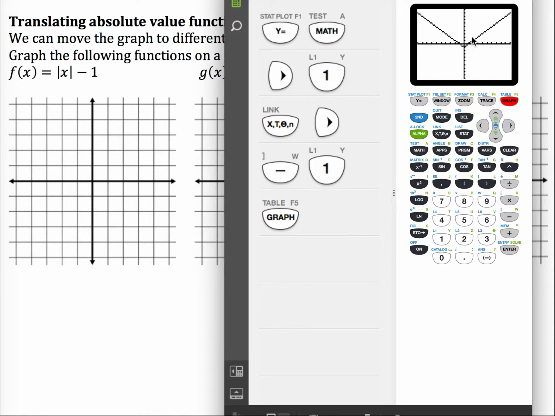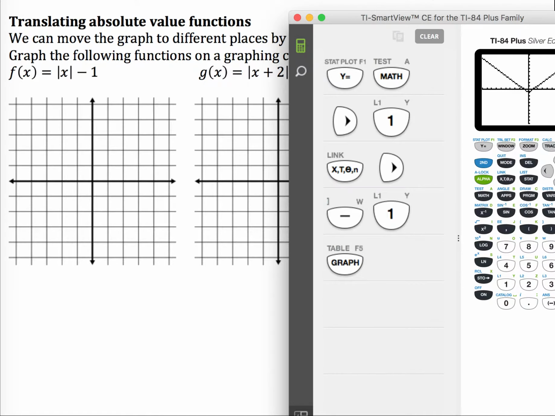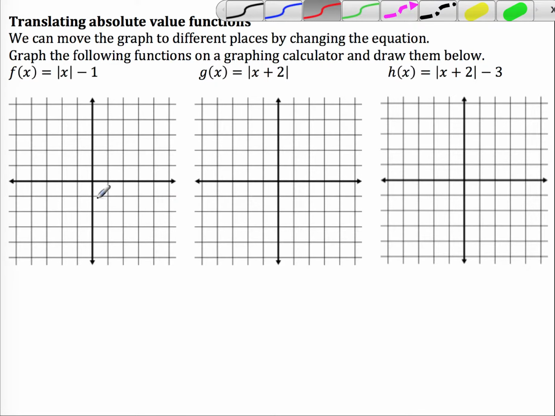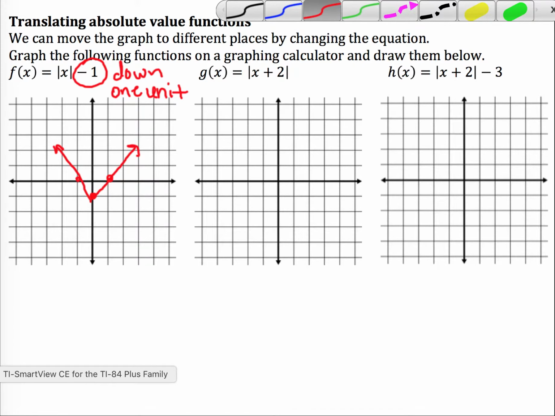And now we can see that our whole function just moved down slightly. So that minus 1 actually transforms our function down 1 unit here. So now we have, drawn in red, a new vertex position. So this moved our absolute value down 1 unit. Why don't you go ahead and try the next one on your own? Press pause and then come back with us.